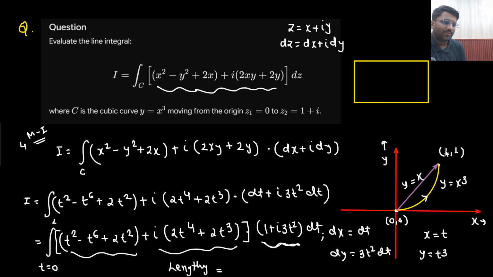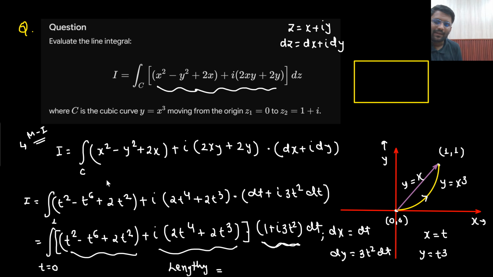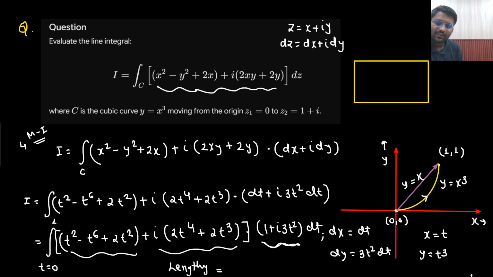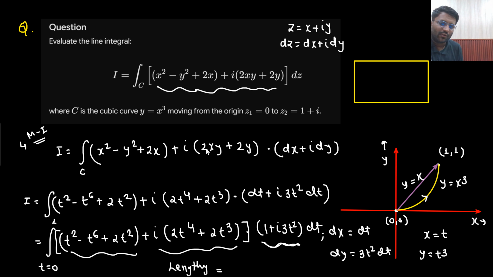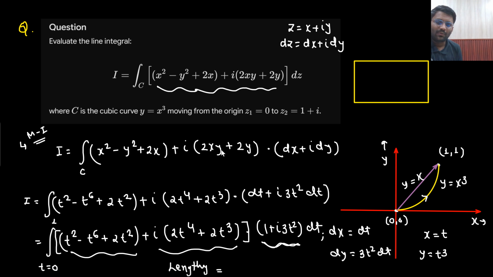And sir, value of x is going from 0 to 1, so value of t will also go from 0 to 1. Value of y will also go from 0 to 1. And how will this integral look? x equals t, y equals t. So this will become t square minus t square plus 2t, plus iota, and here what you will put? This will become 2t square plus 2t. 2t square plus 2t.